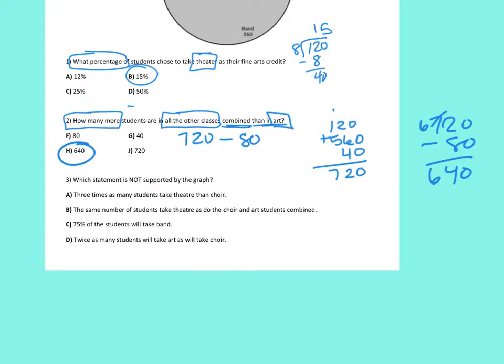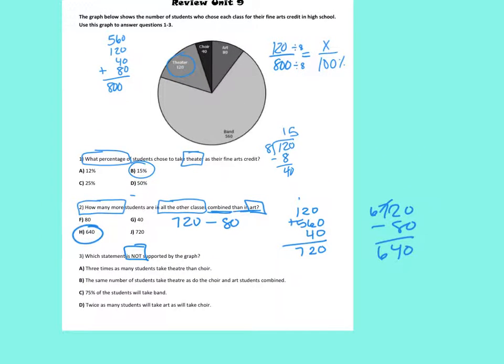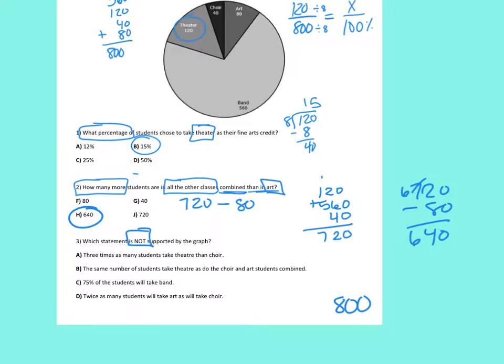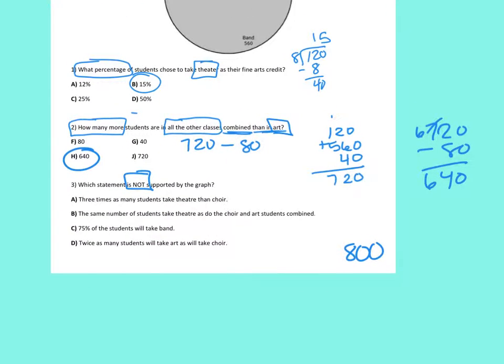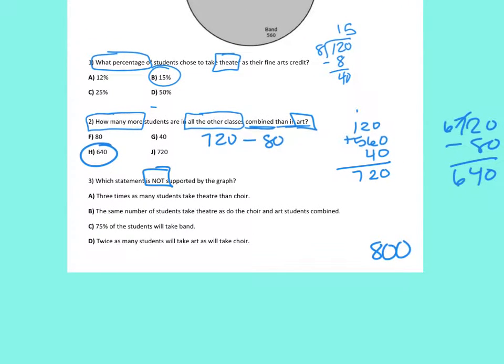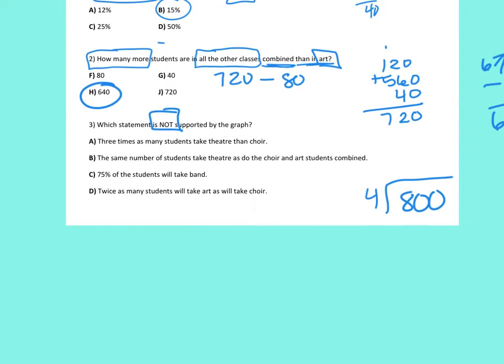Number 3, which statement is not supported by the graph? I'm going to say on your test, what I would do first on this question, because there's a question just like it, I would take the total you got, and we're going to use that. I would take that number and divide it by probably 4, because it asks about 25%, 50%. So you would divide it by 4. On this particular question, I don't think it's going to help us.